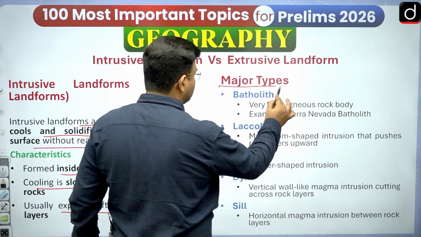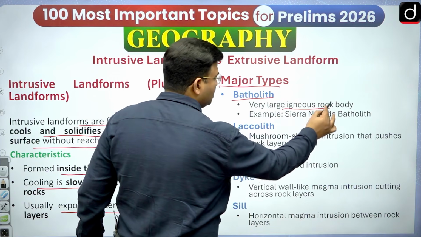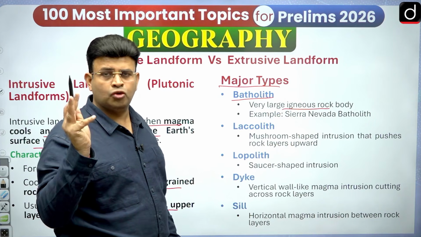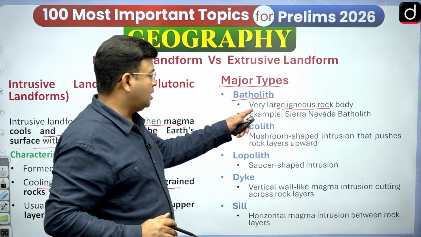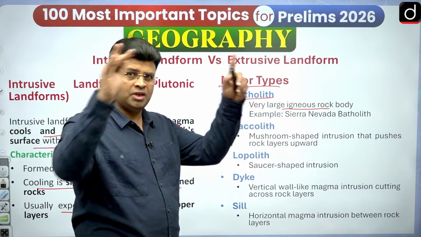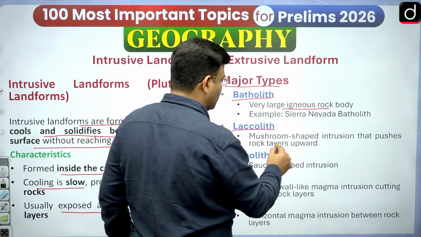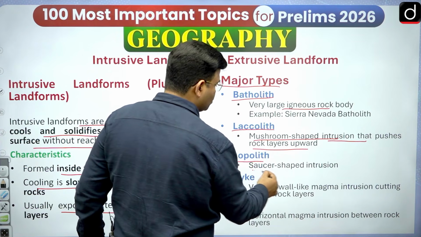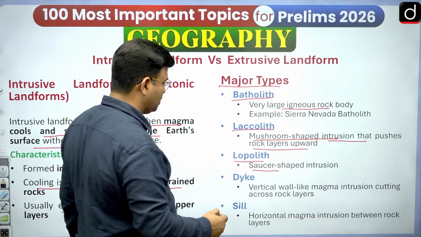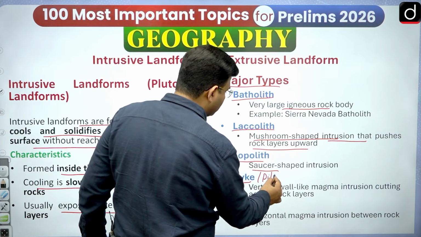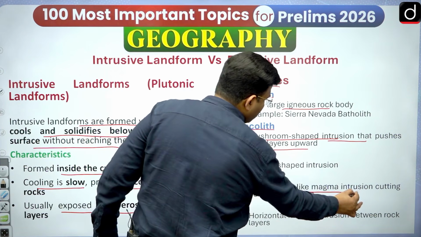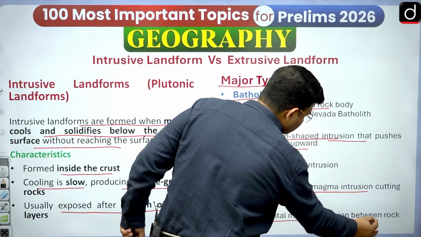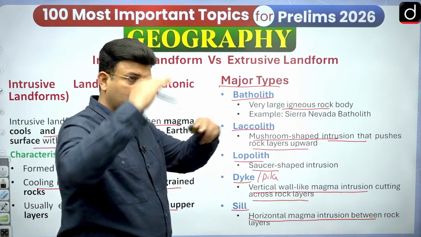The major types: batholith is a very large igneous rock body. When magma solidifies it forms igneous rock, which is of two types, granitic and basaltic. Laccolith is a convex or mushroom-shaped intrusion that pushes the rock layers upward. Lopolith is saucer-shaped. A dike is a vertical, wall-like magma intrusion cutting across the rock layers. And a sill is a horizontal magma intrusion between the layers of the rocks.